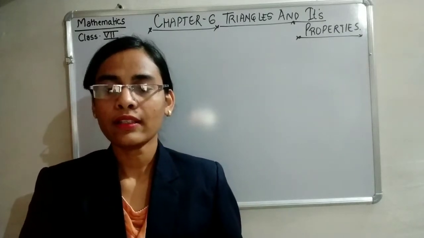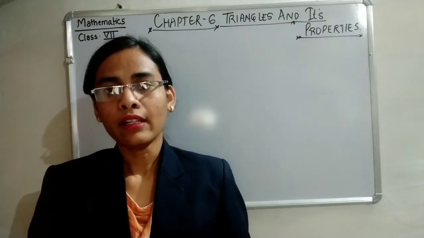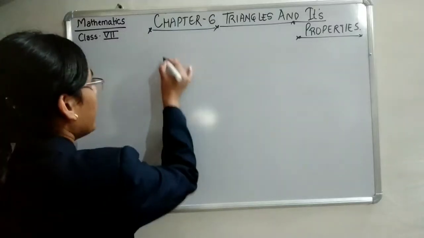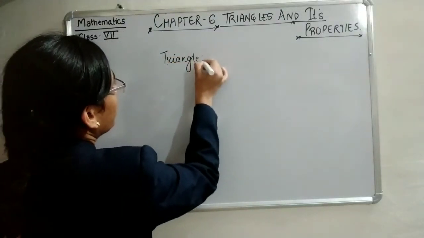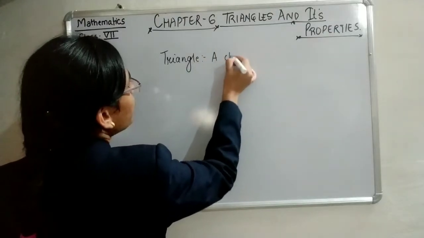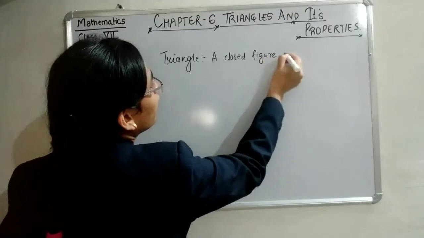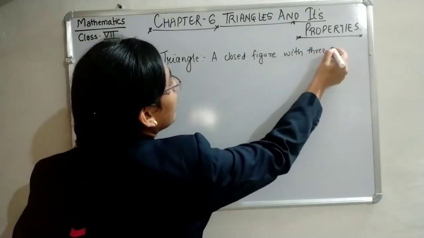Chapter 6, triangles and its properties. So first we will define what a triangle is. A triangle is basically a closed figure which is having three sides. So, a triangle is a closed figure with three sides.